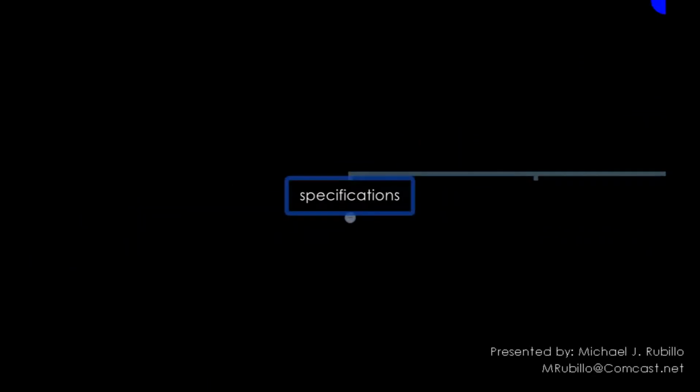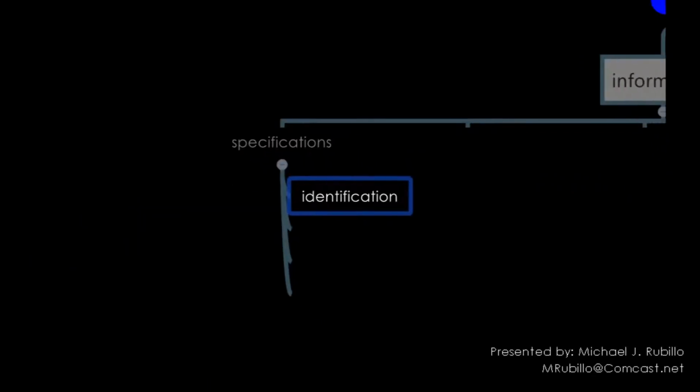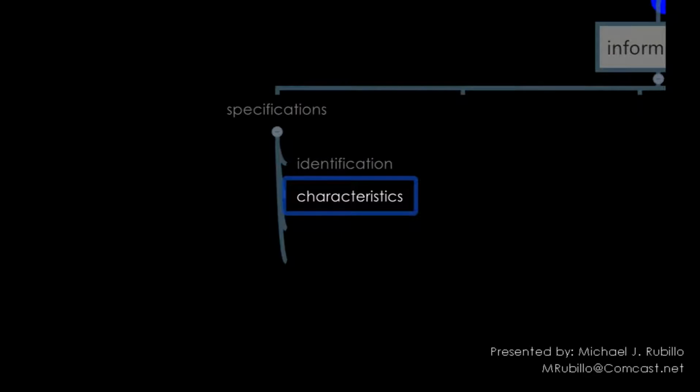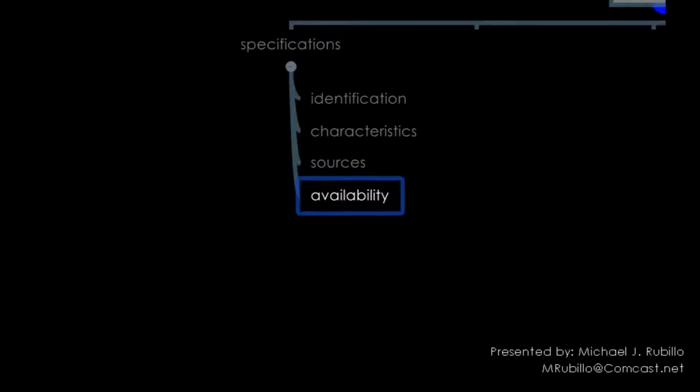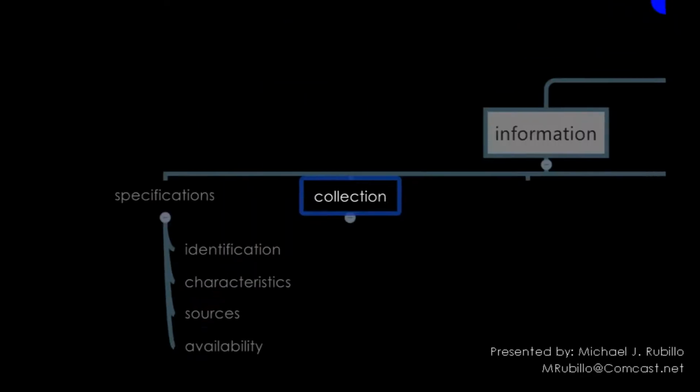First, I'll look at the specifications of the data. I'll try to identify what data is needed, the characteristics of the data that I'll be collecting, the different sources, whether they be from databases or spreadsheets, from interviews, what have you. And then the availability of the data. Do we have it on hand? Is it something that needs to be collected? Is it something that needs to be collected on an ongoing basis?